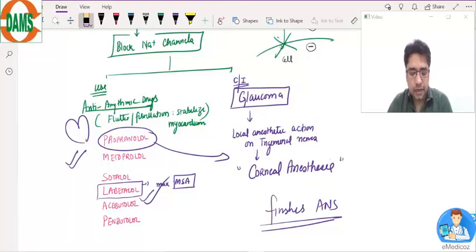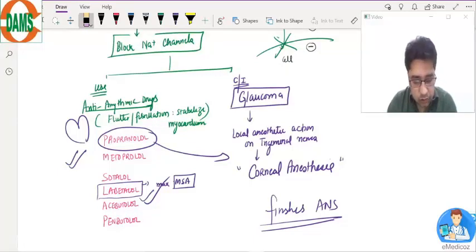Same reason for dyslipidemia. Okay, dyslipidemia, same concept. On the liver there are alpha and beta receptors. Just like the pancreas, alpha and beta receptors are present. Similarly, the liver also has alpha and beta receptors. If you block the alpha receptor, LDL secretion will reduce, triglyceride secretion will reduce, and HDL secretion will increase. Okay?